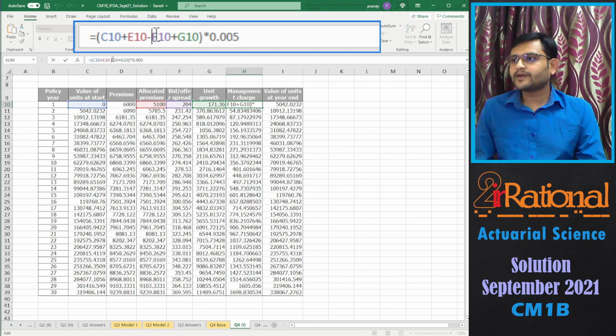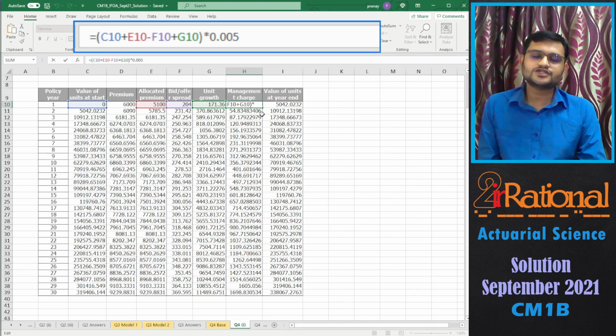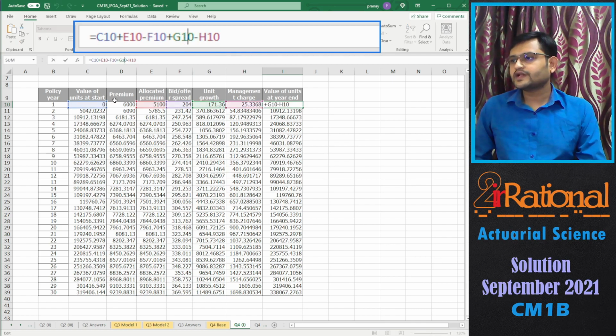Then we'll deduct our management charges. It would be value at the start, allocated premium minus bid offer spread plus the growth rate, into the management charges, that is 0.5%. And then value at the end of the year, we'll have to just take this plus this minus this plus this minus this, which gets us this.